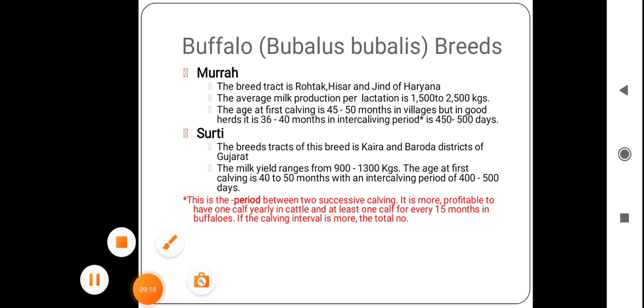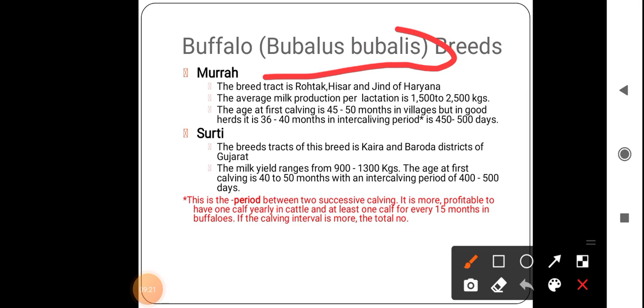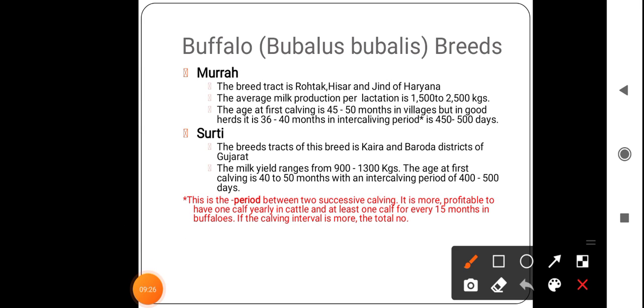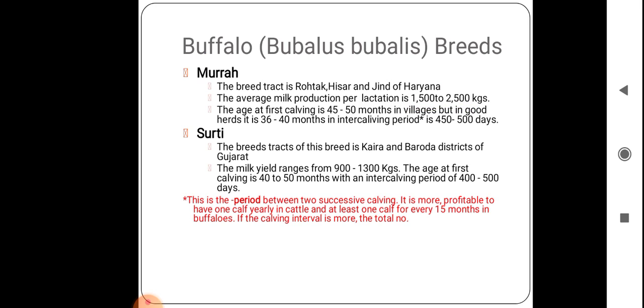Now moving to buffaloes. The scientific name of the buffalo is Bubalus bubalis, and the major breeds found in India are Murrah and Surti. Murrah breed, the origin is Rohtak, Hisar and Jind of Haryana. The average milk production per lactation is 1500 to 2500 kilogram. The age at first calving is 45 to 50 months in villages, but in good herds 36 to 40 months. Intercalving period is 450 to 500 days.